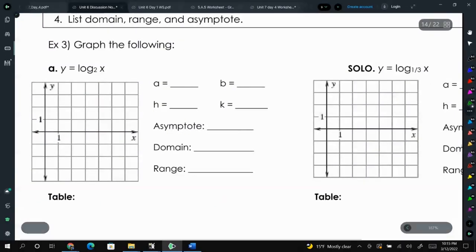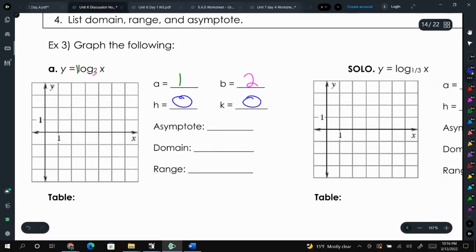Y equals log of 2x. So our a value is an invisible 1 out in front. Our b value is our base of the log, which is 2. Our h value in this problem is 0, and our k value is 0. Our asymptote is x equals 0. Our domain is going to be 0 comma infinity, and our range is going to be negative infinity comma infinity.